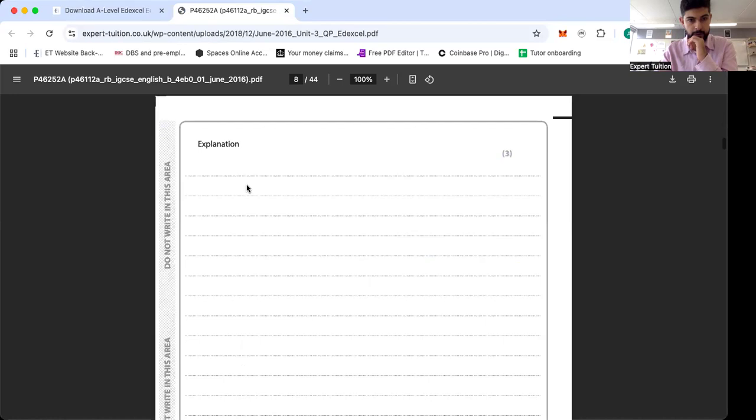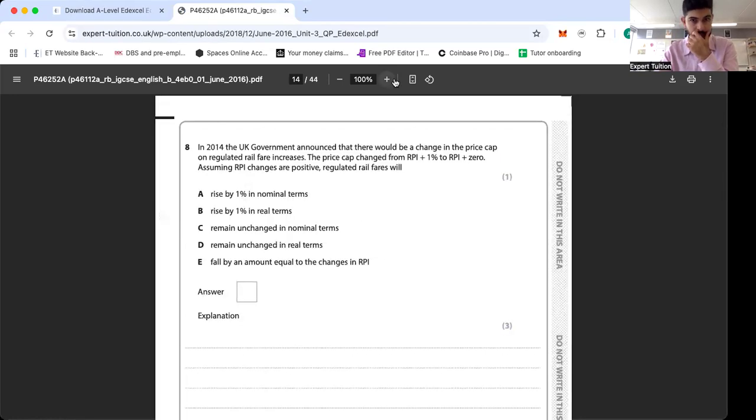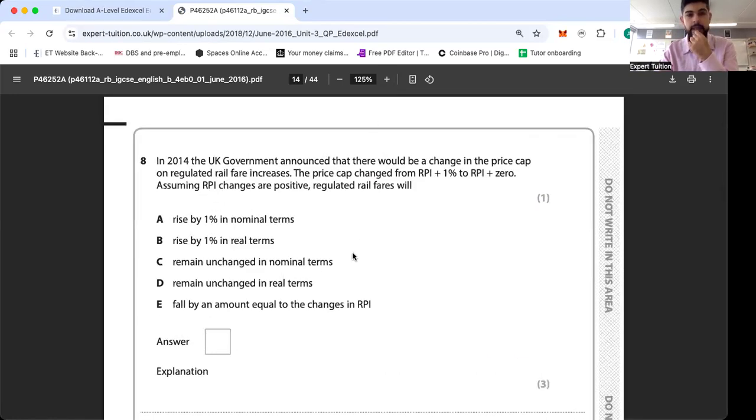So here we go. Question number 8 is here. It says, in 2014, the UK government announced that there would be a change in the price cap on regulated rail fare increases. The price cap changed from RPI plus 1% to RPI plus 0. Assuming RPI changes are positive, regulated fares will. Right, this is really badly worded in my opinion.